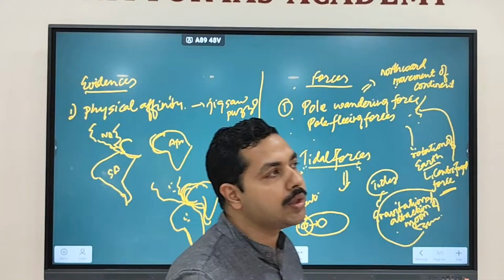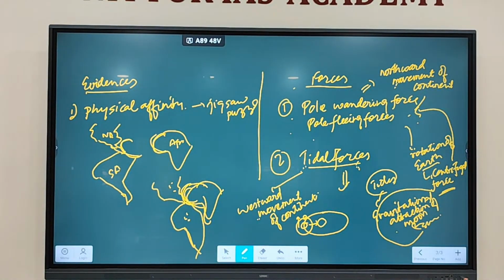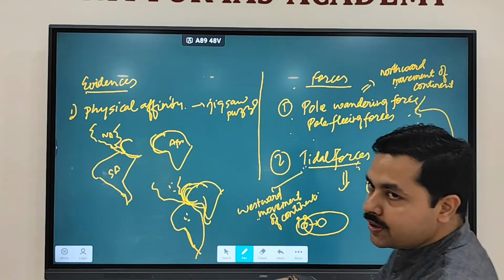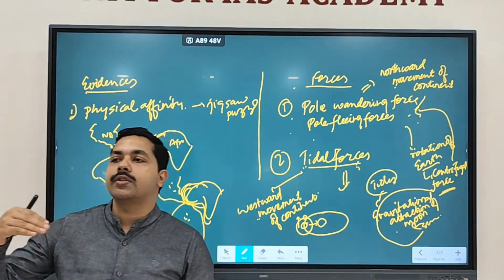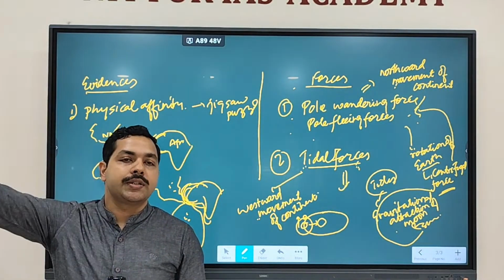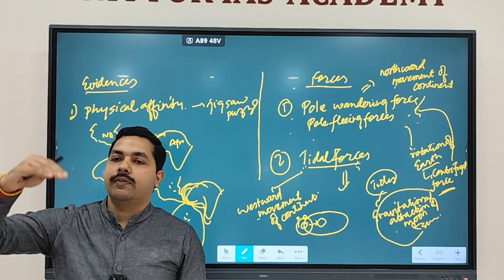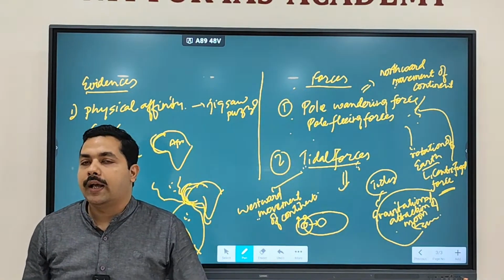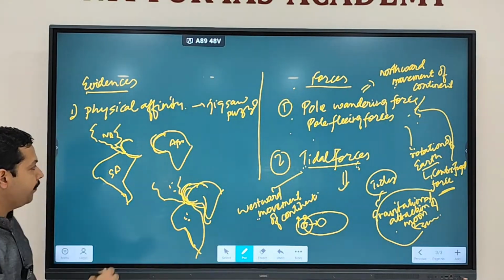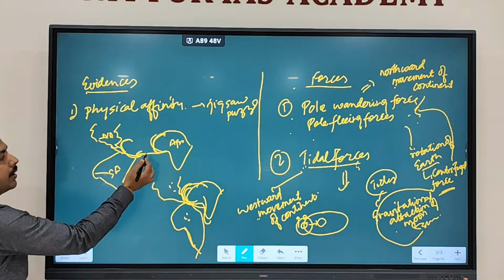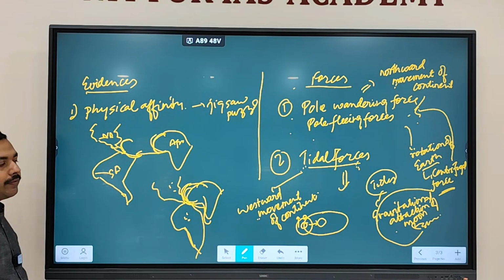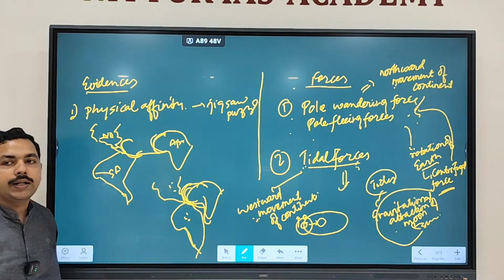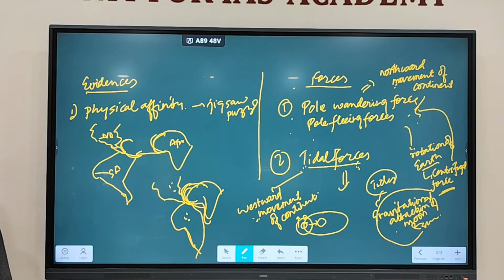So these are the two forces which Wegener is talking about. And how is he giving evidences? One evidence is that more landmass is present in the northern hemisphere. Why is more landmass present in the northern hemisphere? Because of the northward movement of the continents. And why do you see North America and South America moving west side? It is because of tidal forces. So that is what Wegener is talking about. Clear? Now other evidences also he is giving.